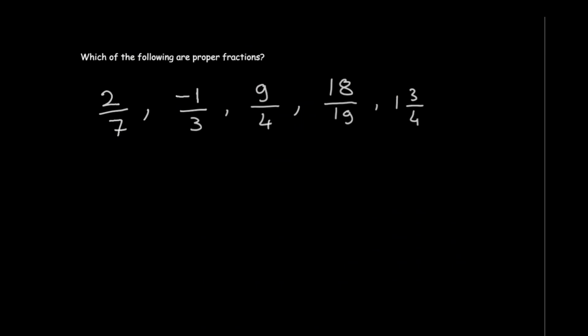Here's a question that we can solve together. Which of the following are proper fractions? Now remember, proper fractions are where the numerator is smaller than the denominator, so the top number is smaller than the bottom number. 2/7. That works because 2 is smaller than 7. -1/3. We don't look at the negative. Still, 1 is smaller than 3, so that works too.